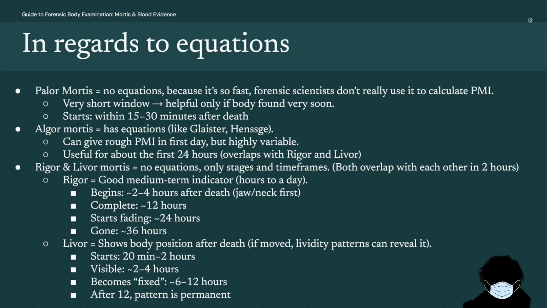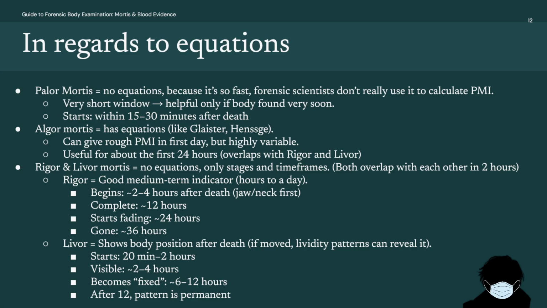In regards to equations, Fowler mortis has no equations because it's so fast, forensic scientists don't really use it to calculate the PMI. It starts within 15 to 30 minutes after death. Algor mortis has equations like the Glaister and Henssge. It can give the rough PMI in the first day, but it is highly variable. It is useful for about the first 24 hours and it overlaps with rigor and livor.